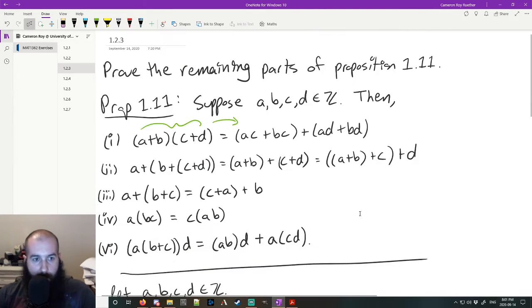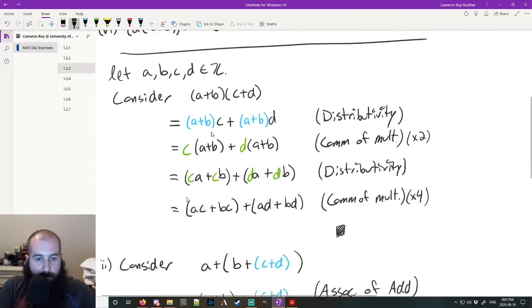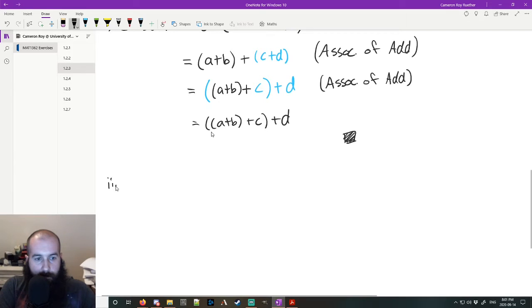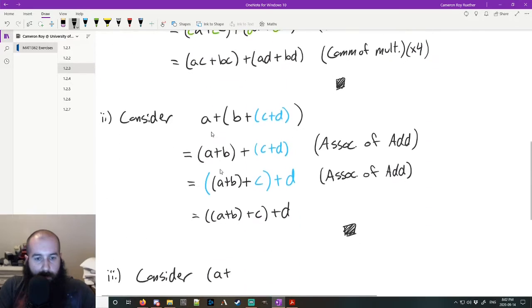Now, 3 is that these expressions are equal. So you can see here the brackets are changing. Here B and C are grouped, and here C and A are grouped. So we're going to need some associativity. And we'll also need some commutativity because they're out of order. So let's start by considering A plus B plus C.